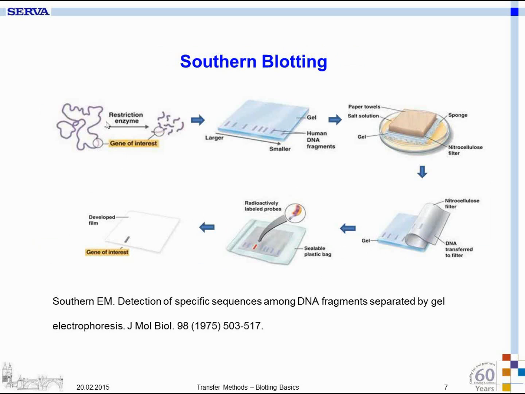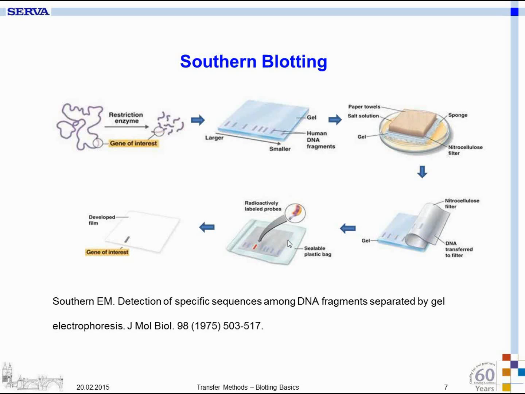So here, very shortly, is how Southern blotting is performed. You digest the DNA with restriction enzymes, and you want to look for a gene of interest. So you separate the fragments in an agarose gel, submarine technique usually. And then here you see a small setup of a capillary blot on nitrocellulose.